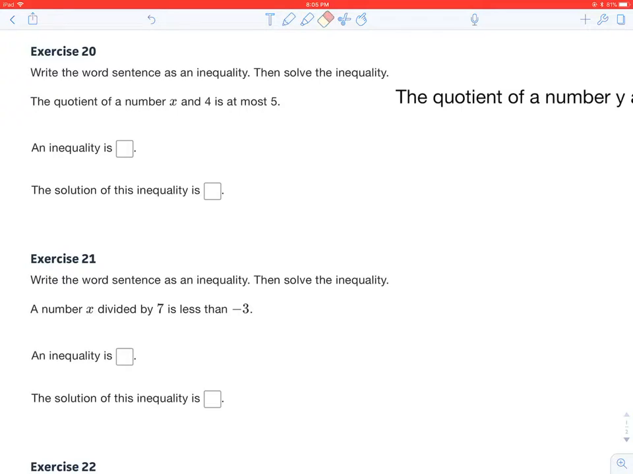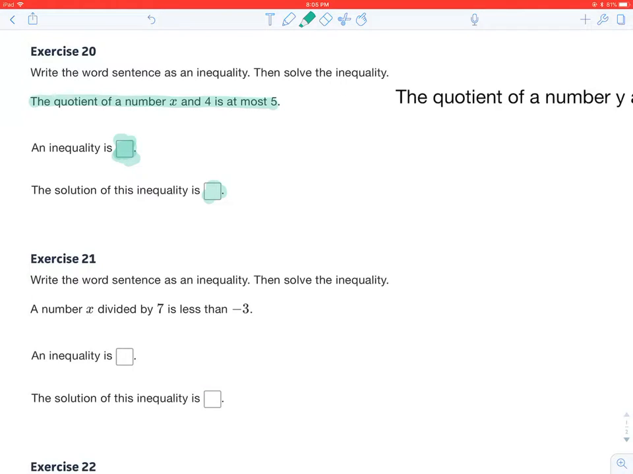Exercise number 20, write the word sentence as an inequality, then solve the inequality. Ignore this thing right here. I don't even know where that came from. So the word sentence reads that the quotient of a number x and 4 is at most 5. An inequality is, and then we're going to put that word sentence into an inequality. We're going to put it into here, this little box.